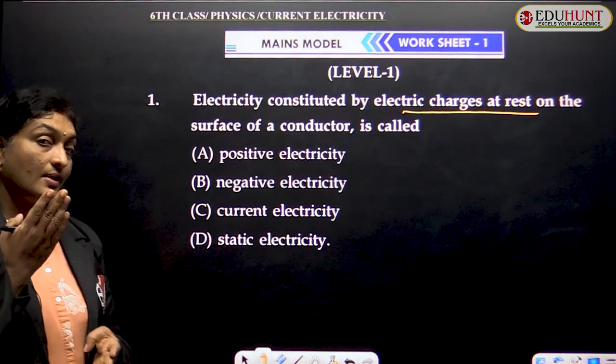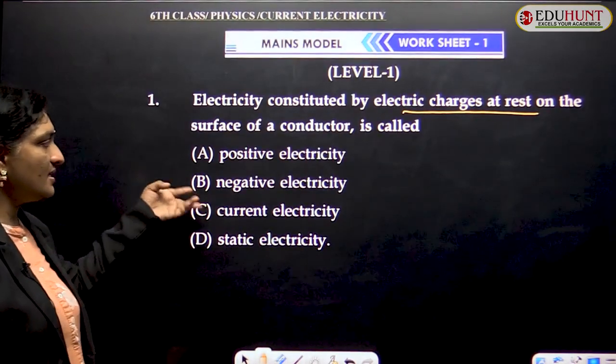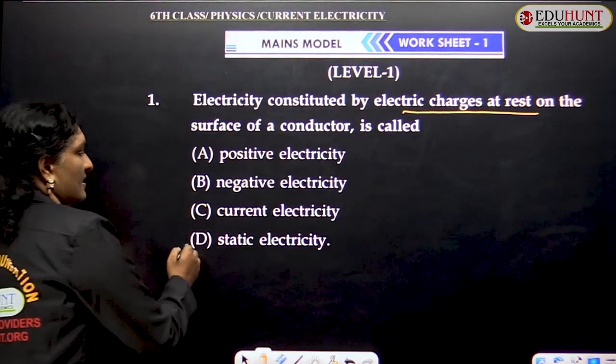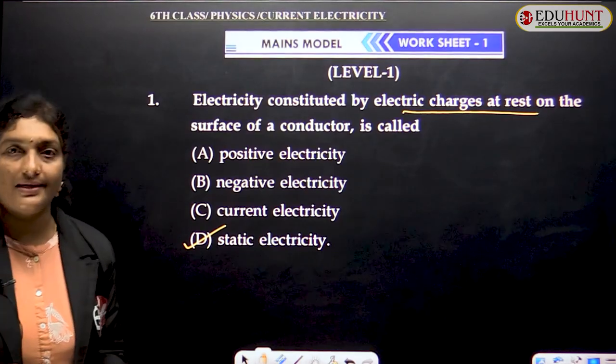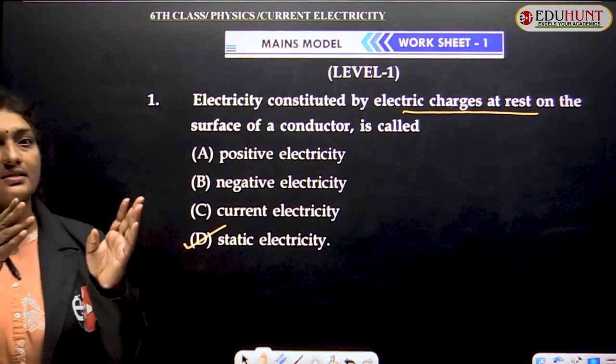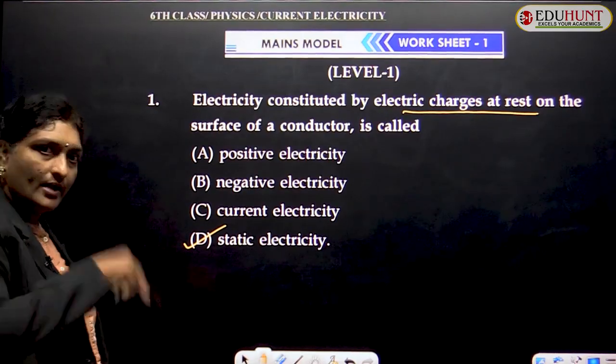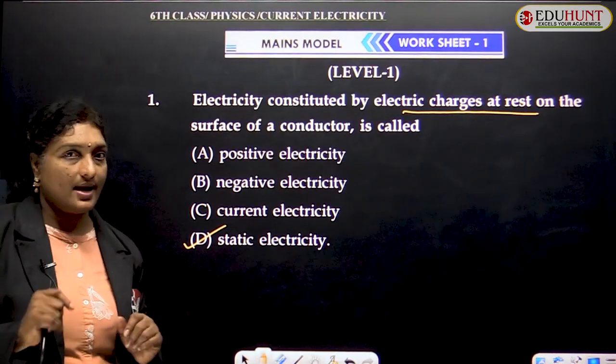called, children? Something static. So the options are positive electricity, negative electricity, current electricity or static electricity. I told you in the beginning it is static electricity. Charges at rest is termed as static electricity. Charges in motion is called your current electricity. So we are discussing the topic of current electricity.